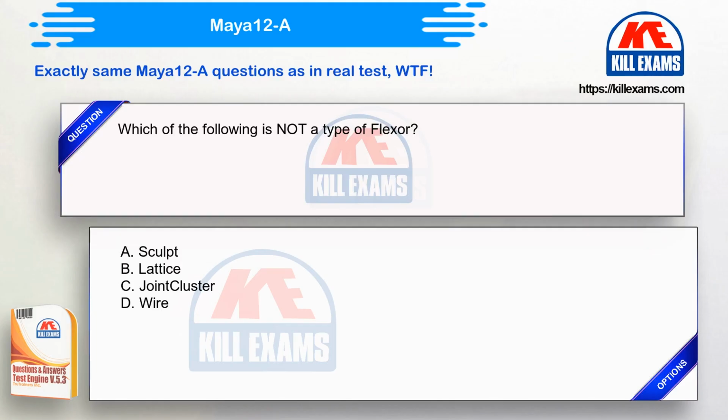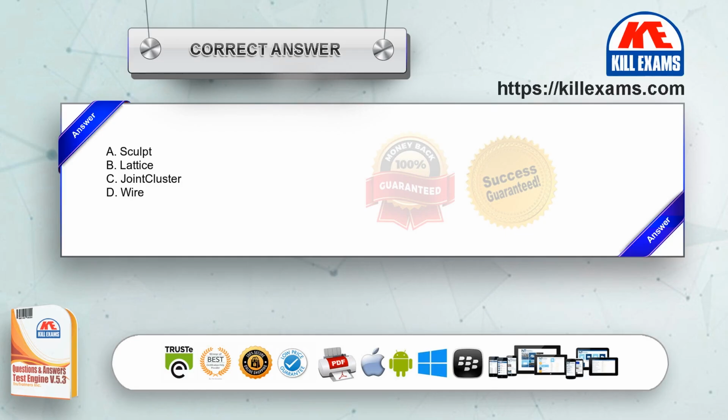Which of the following is not a type of flexor? Option A. Sculpt. Option B. Lattice. Option C. Joint cluster. Option D. Wire. The correct answer is option D.